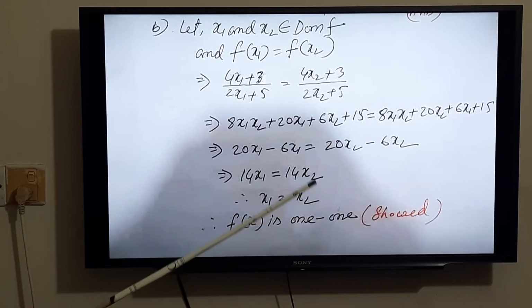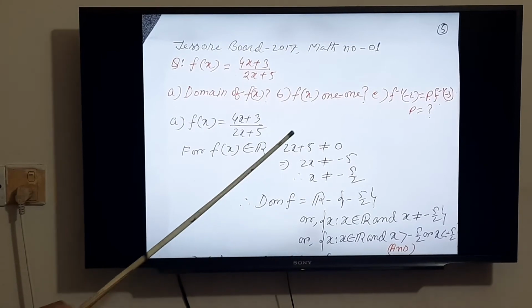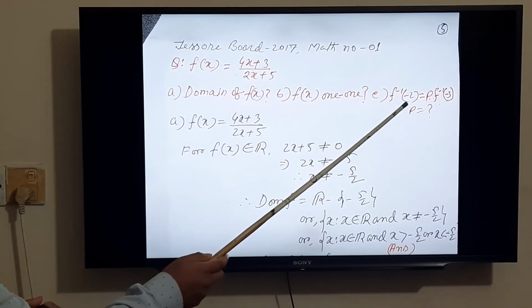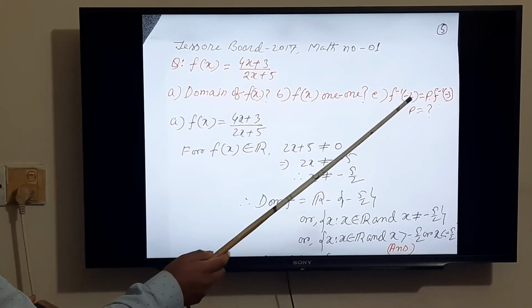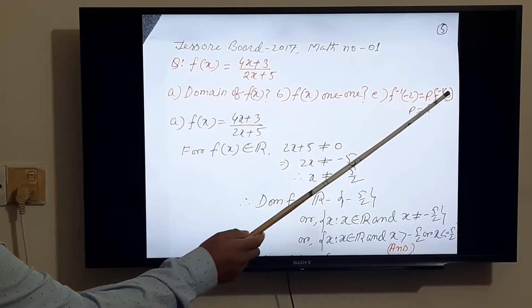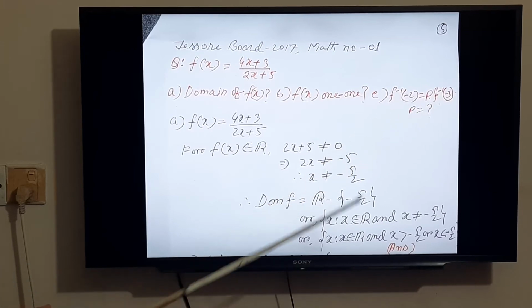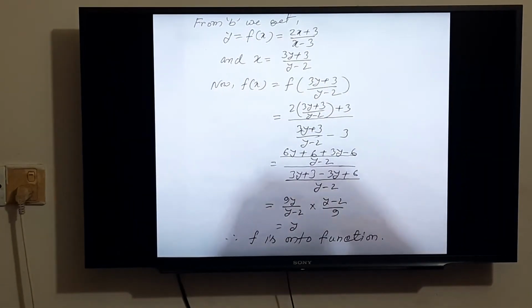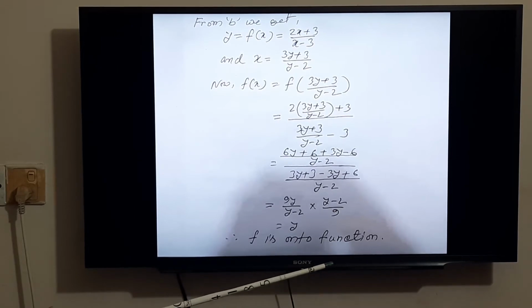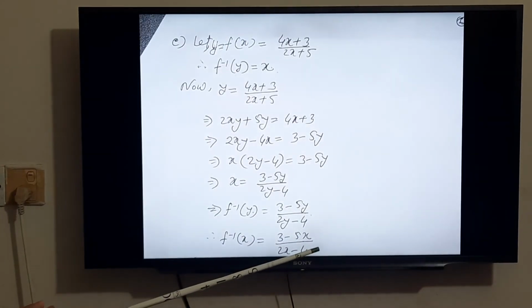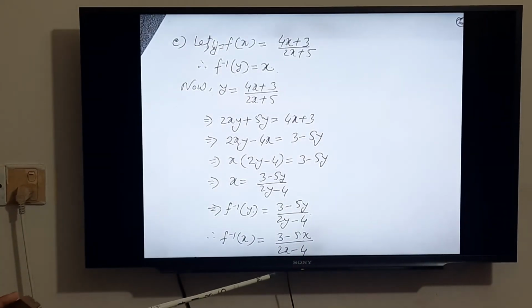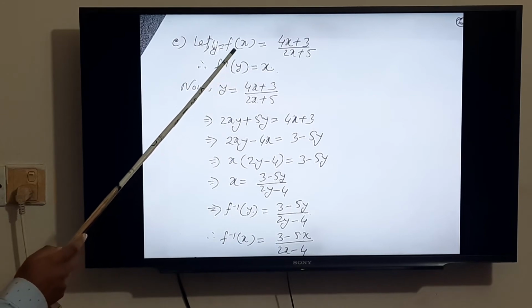Now we want to see question number C. If this is equal to this, then what is the value of P? F inverse of minus 2 is equal to P times F inverse of minus 3, then what is the value of P? How can we find it? At first, we need the value of F inverse x. So this is our f of x.